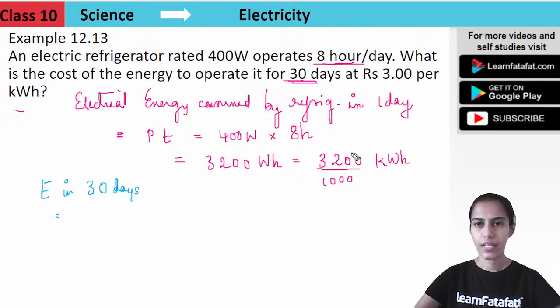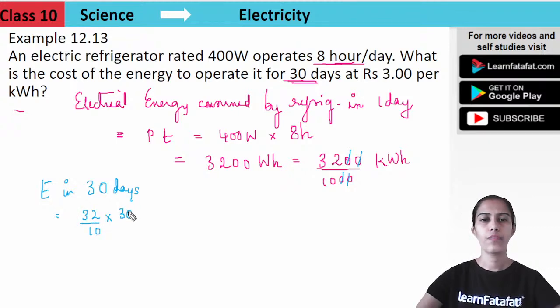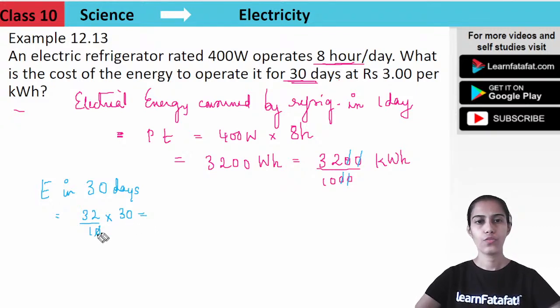This is in 1 day. Let's cancel a 0 here. 3200 upon 1000 becomes 32 upon 10, so this will become 32 upon 10 into 30, right? So what will I get here? 3 2s are 6, 3 3s are 9: 96 kilowatt hour. This much energy is consumed by the refrigerator in 30 days.